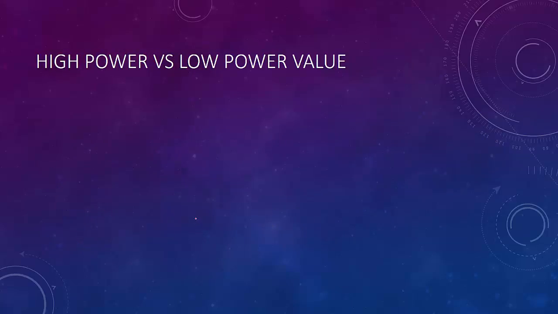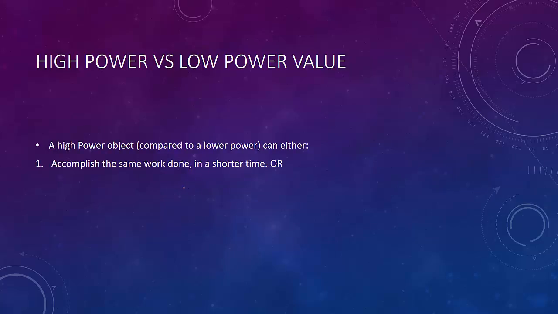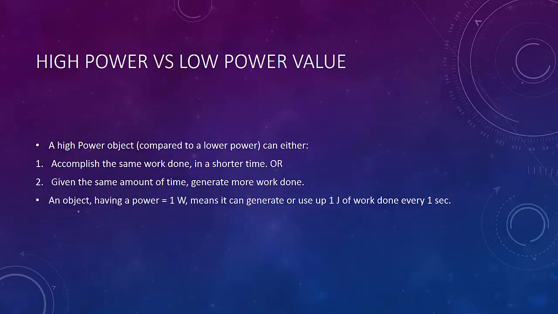So, high power versus low power. A high power object compared to a low power object can either accomplish the same work done in a shorter amount of time, or, given the same amount of time, is able to generate more work done. To put it in perspective, an object having a power of 1 watt means that it can generate or use up 1 joule of energy for every 1 second.